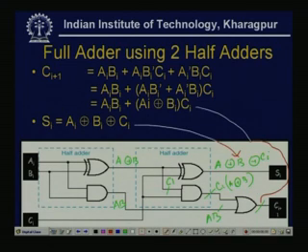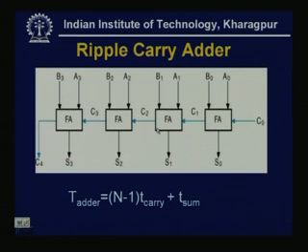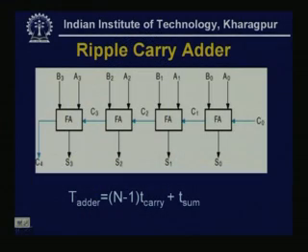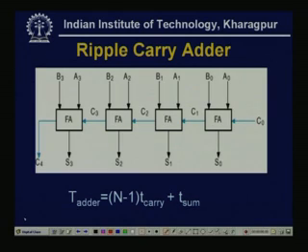Now, one by one we start reading different types of adder design. So, first one we will see is the ripple carry adder. So, this is one example of a 4 bit adder. That means, the two operands A and B: A is A0, A1, A2, A3. Similarly, B is B3, B2, B1, B0. So, these are 4 bit operands.